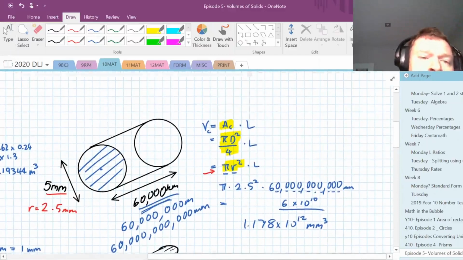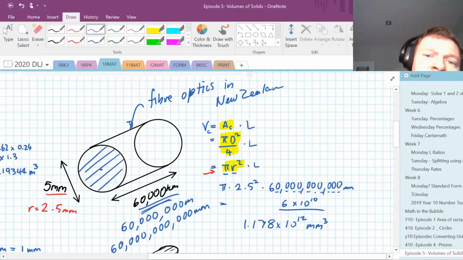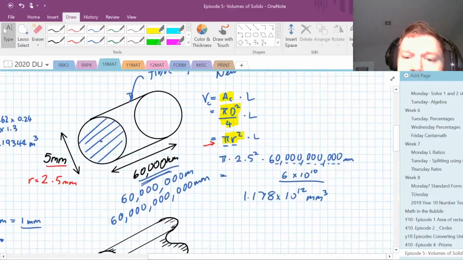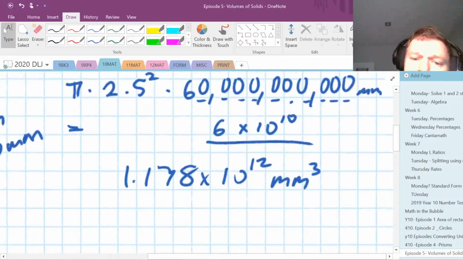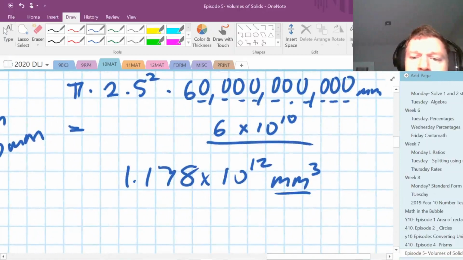All right. Oh, I forgot to give you a scenario for what this thing might be. Well, it's 60,000 kilometers, so I was thinking this is the fiber optics in New Zealand. I have no idea how accurate that is, but you could think of all the fiber optic cables in New Zealand. They're little 5mm cables. What would the volume of all those fiber optic cables be? So, millimeters cubed.